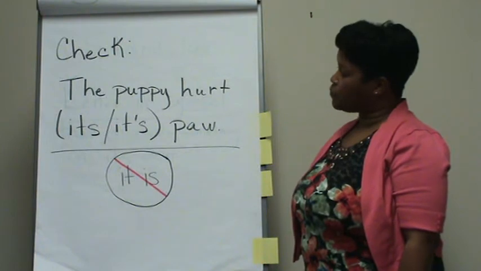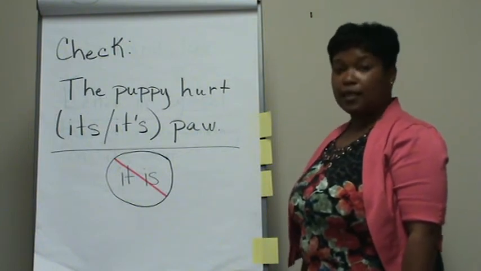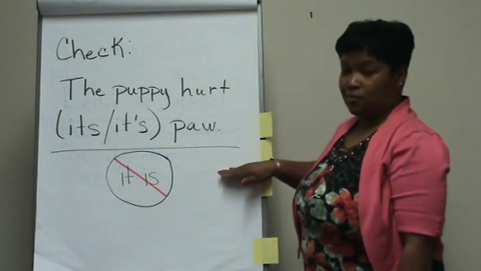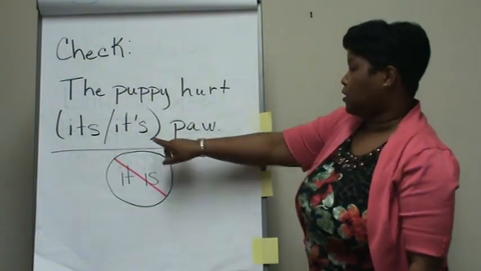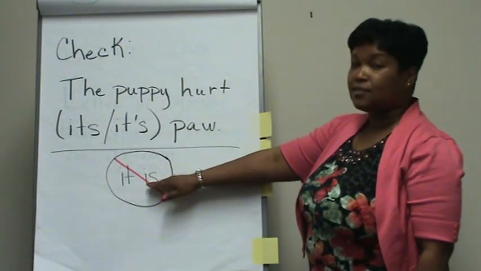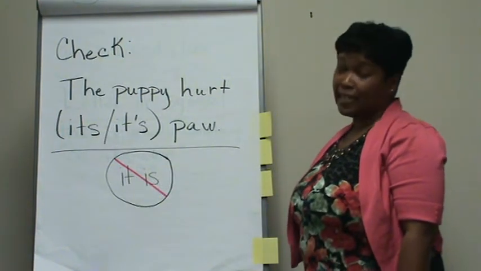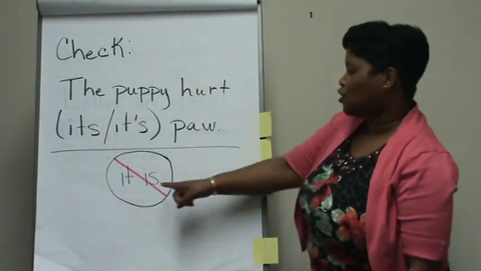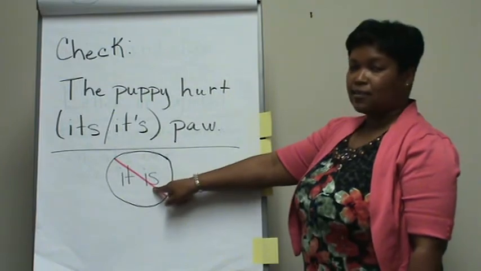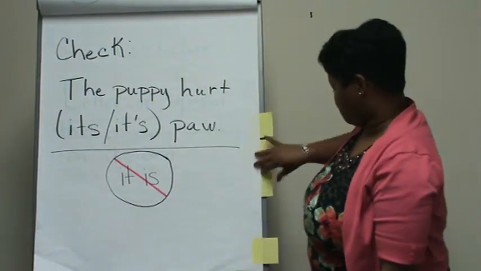The puppy hurt its paw. Well, the reality is that if you cannot safely replace the contraction with it is, then you know you're not using the contraction. So the puppy hurt it is paw wouldn't make sense. So we know it's not it apostrophe s.